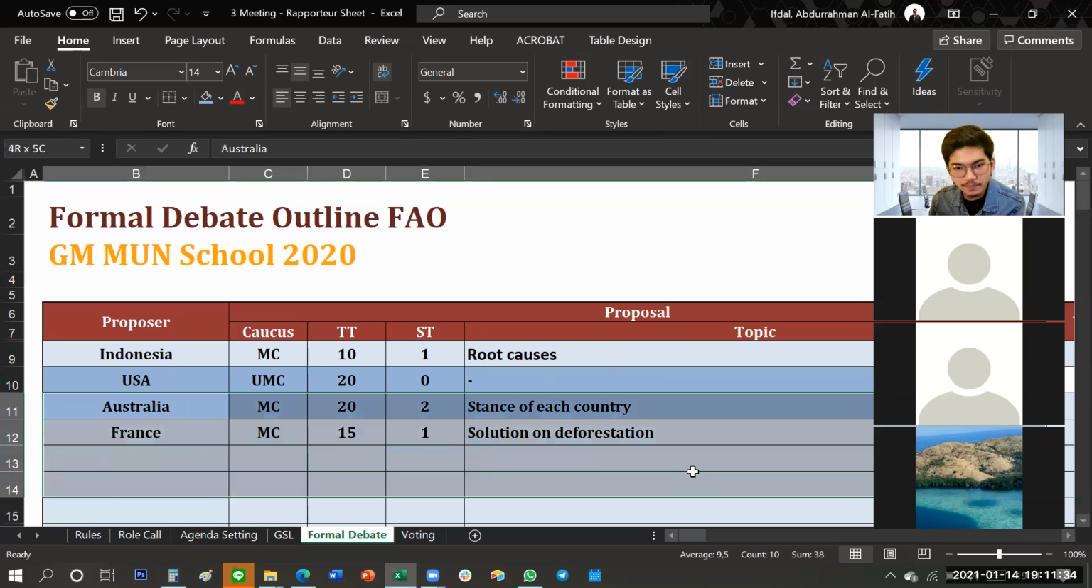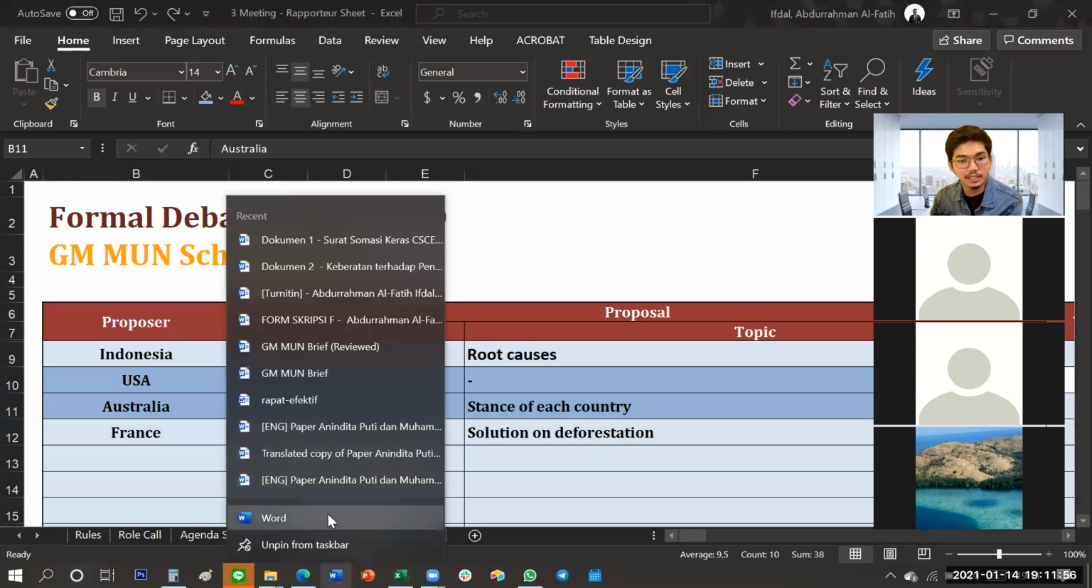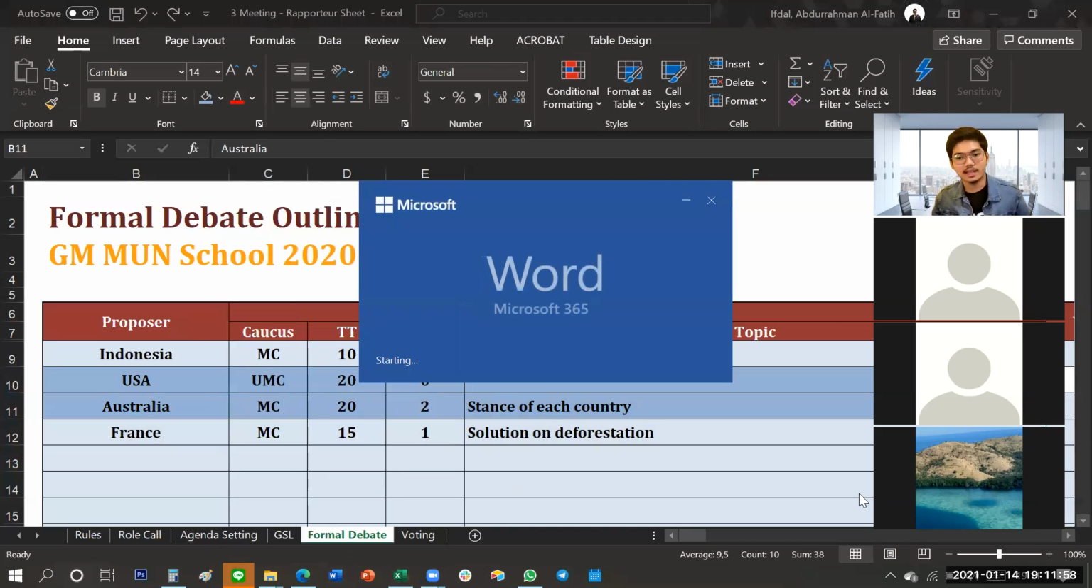So as Australia, I will repeat it again. As delegate of Australia, you will have to say, "Delegate of Australia would like to propose a moderated caucus with 20 minutes total speaking time, 2 minutes speaking time each to talk about the stand of each country." Perhaps some of you might have trouble regarding the template, so I will write it down for you.